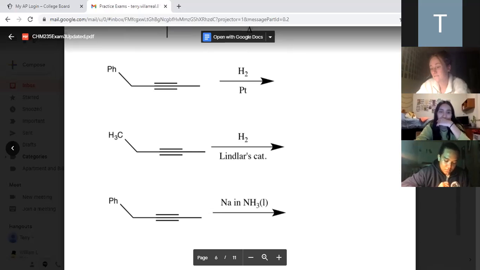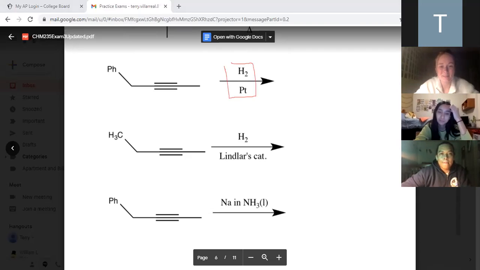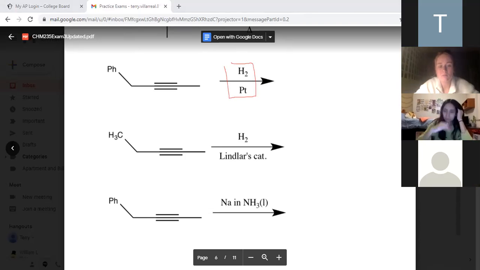Okay, so hydrogen and platinum. What does that reaction do? Does anyone remember? Doesn't it get rid of the double bond? Yeah. But I have a triple bond here, so what's going to happen now? Is it just going to become a double bond, or is it going to become a single bond? Would you form two products? It's going to make it a single bond.